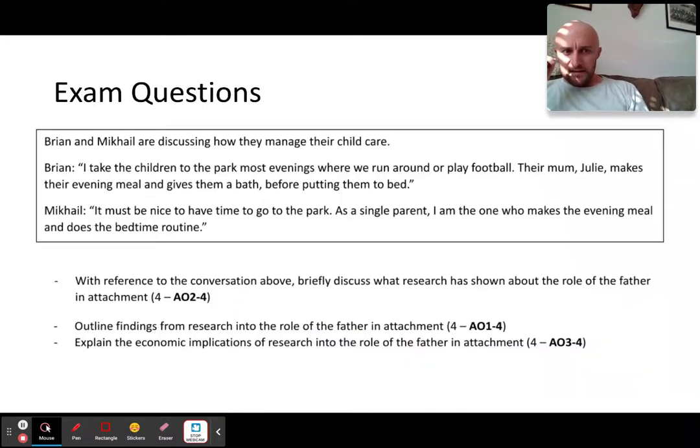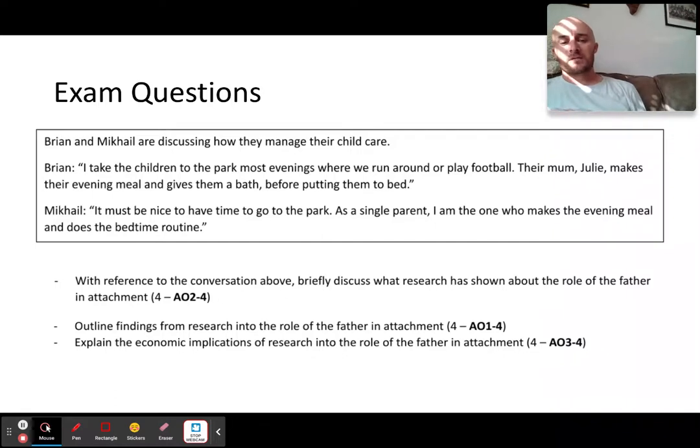Finally, exam questions. This one here is an AO2, and then you have some AO1 and AO3 down here. So Brian and Mikhail are discussing how they manage their childcare. Brian says, I take the children to the park most evenings when we run around or play football. Their mum, Julie, makes their evening meal and gives them a bath before putting them to bed. And Mikhail really brings the mood down here and says, it must be nice to have time to go to the park. As a single, lonely parent, I am the one who makes the evening meal and does the bedtime routine. Oh, Jesus Christ. Chill out.